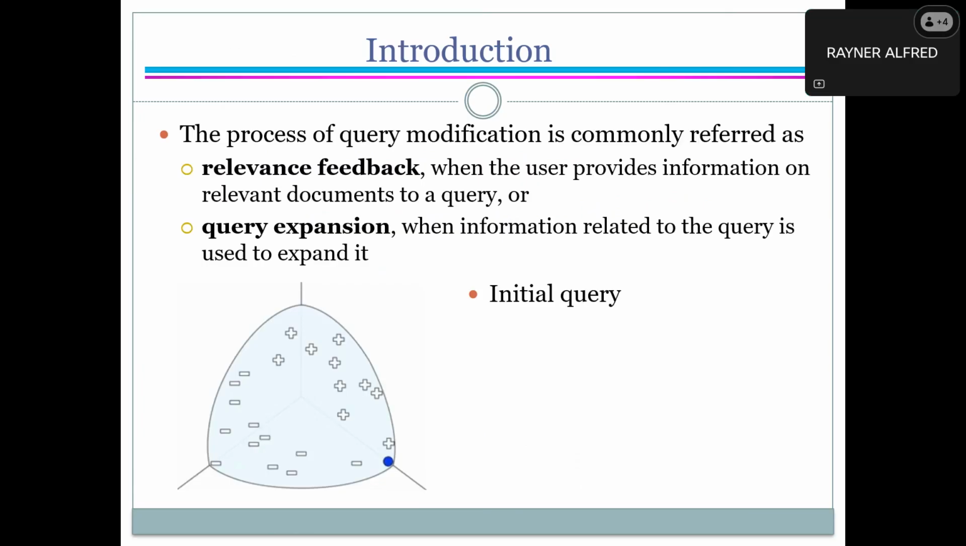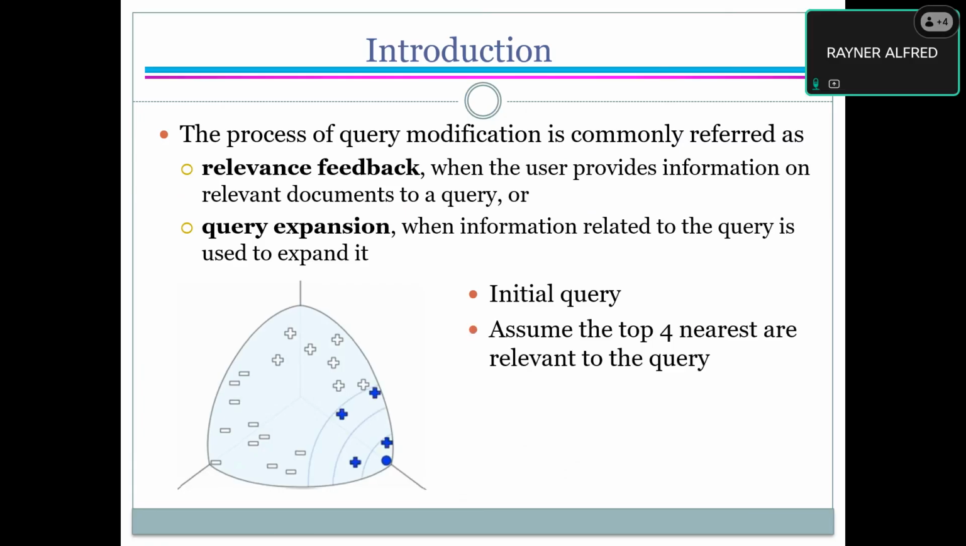Okay. So the process of query modification is commonly referred to as relevance feedback, in which the user provides information on which documents are relevant to the query. Or we can expand the query, adjust the query, when information related to the query is used to expand it. Okay. So when we type in a query, we may be given some documents.